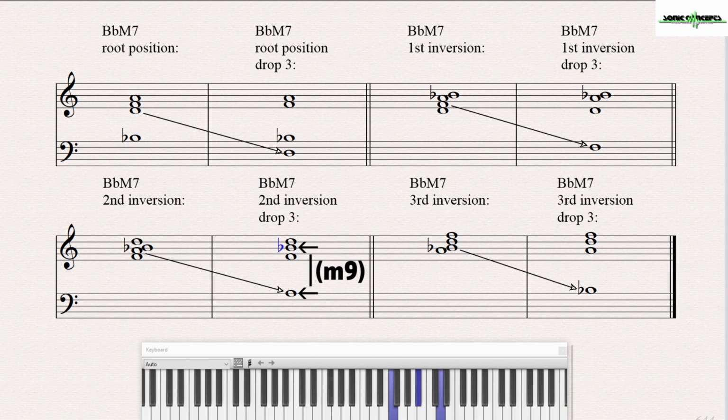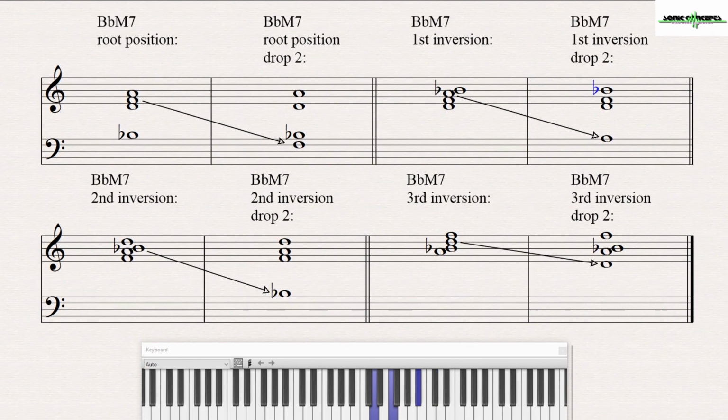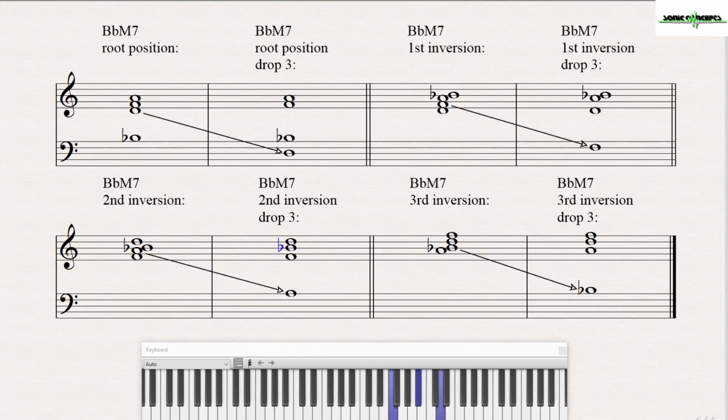Listen to how the minor ninth sounds in each chord if I emphasize the 2 notes that form the interval. Here's the minor ninth from the first chord. And here's the minor ninth from the second chord. Because of this minor ninth harshness, voicings that include minor ninths are usually avoided.